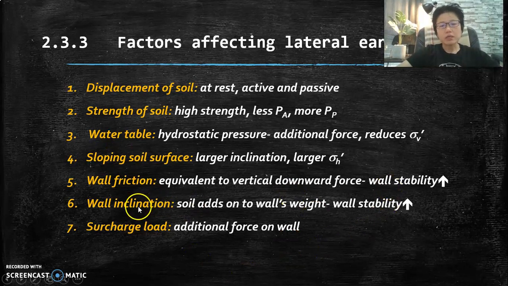Number 6, wall inclination. If you have a wall that is not straight at the back but inclined, you see that will have an effect on the wall as well. Why? Because when it's inclined, it's this way, the soil that is above it is actually sitting on it and adding on to the self-weight of the wall. So that will actually add on to the stability of the wall as well. And now you understand why most of the walls that we see out there, especially the gravity walls, are not built with a straight vertical back.